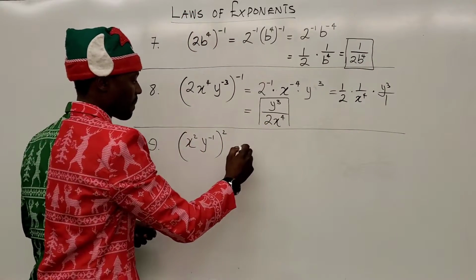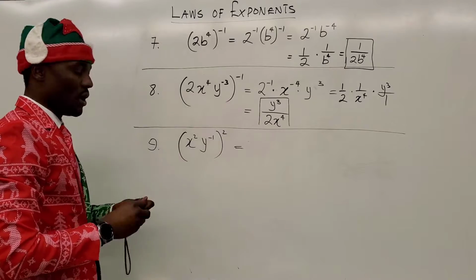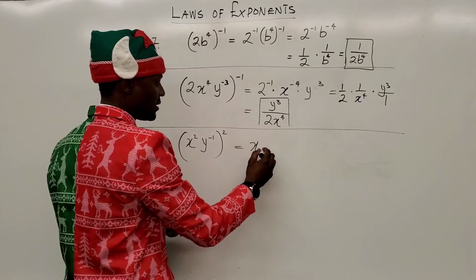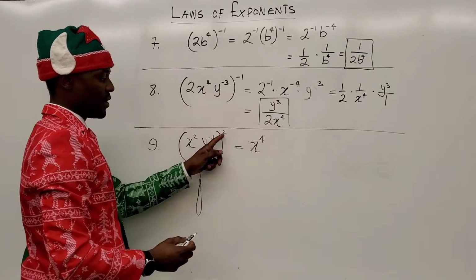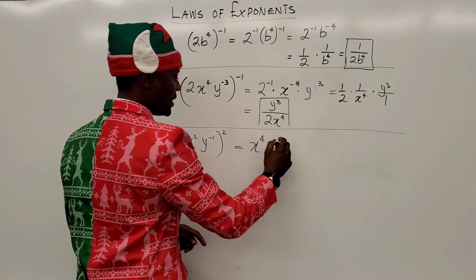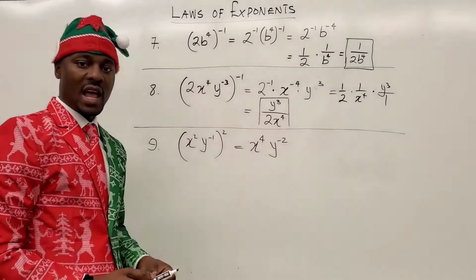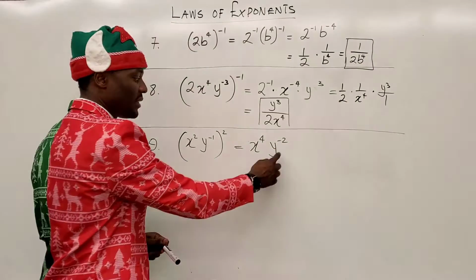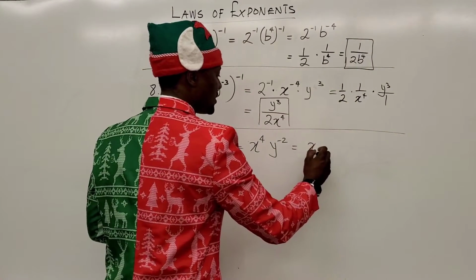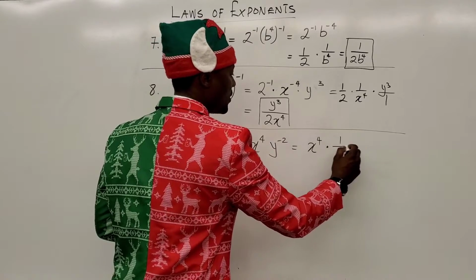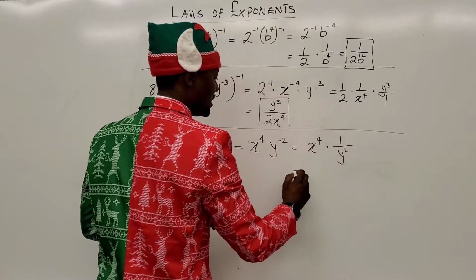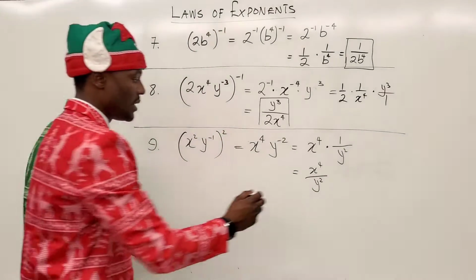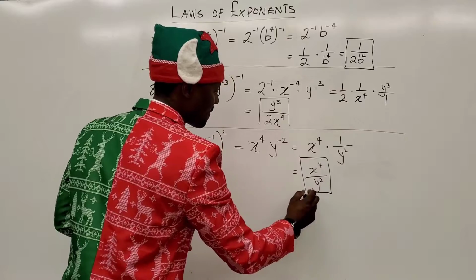Okay, the third one is this one. So you do the same distribution. This will be 2 times 2, that's x to the 4th, and this is negative 1 times 2, which is y to the negative 2nd. This is your final answer, unless you're not supposed to use a negative exponent, then you write this as a fraction. It will be x to the 4th multiplied by 1 over y to the 2nd. That gives you x to the 4th over y to the 2nd. Put it in a box, because that's our final answer.